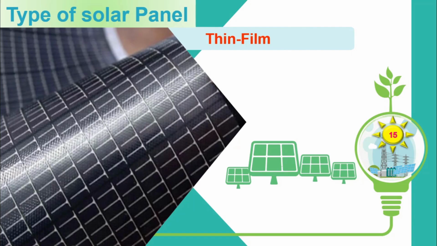Thin film panels, also known as film panels, are considered the second generation and more modern than the first generation crystalline cells. These cells are made by placing one or more thin layers of photovoltaic materials, such as amorphous silicon, onto glass, metal, or plastic. Their main features are low weight, flexibility, and low efficiency. They are used in situations where we need panels to be flexible. These panels are a suitable option.